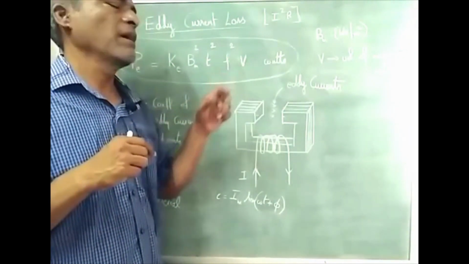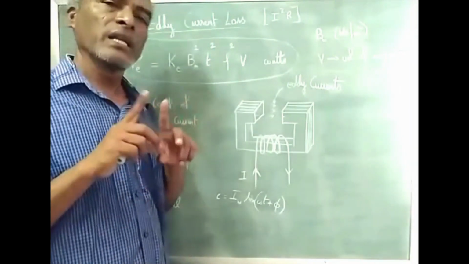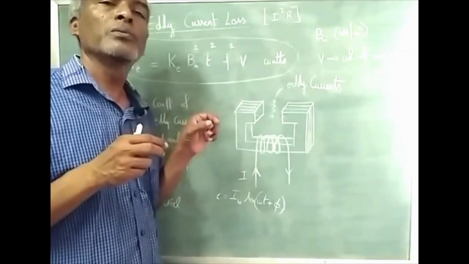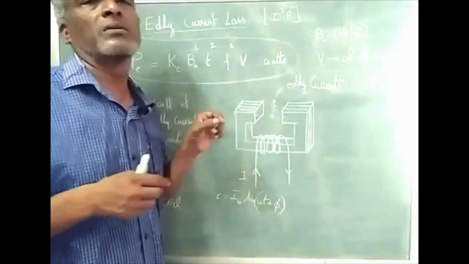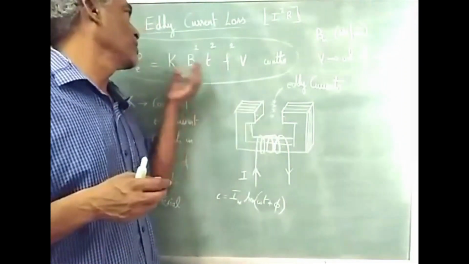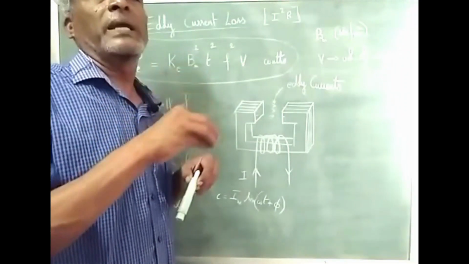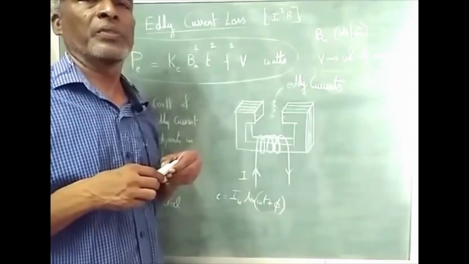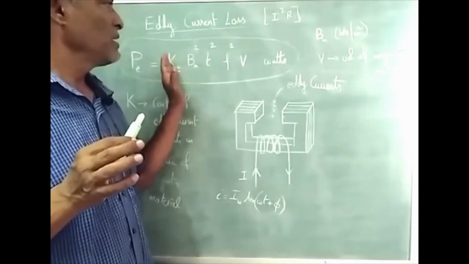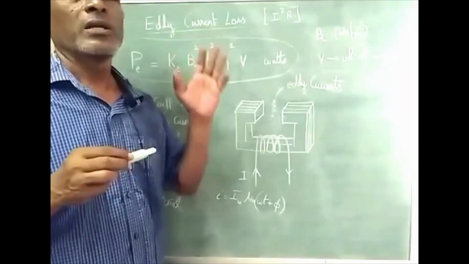And finally we have the volume. This volume and thickness are interrelated. If you reduce the volume and serrate it, making it a thin sheet of core, you can reduce the power dissipated in the core. So these are the factors by which we can reduce the eddy current loss.